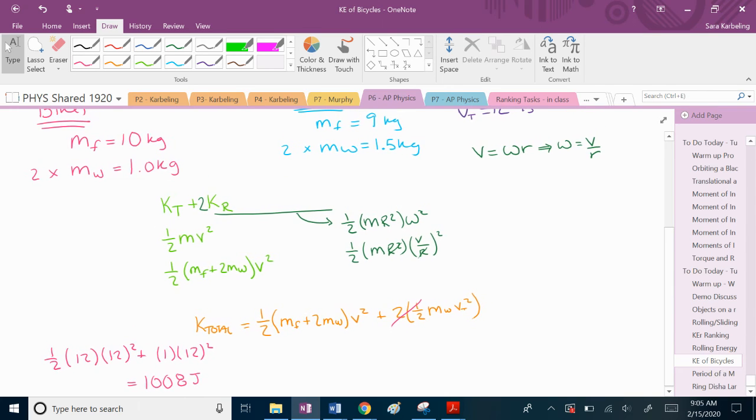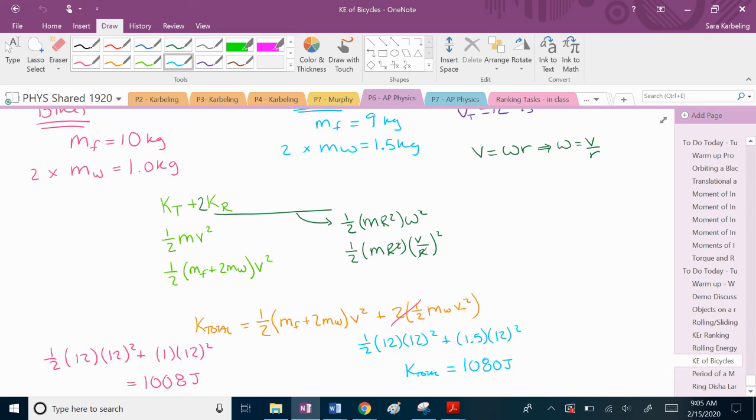For bike number 2, similar process, different numbers. We've got 1/2 times the same 12 for mass, times 12 squared. That part is all the same, but this is where it's different. The mass of each wheel is 1.5 times 12 squared. You can see pretty easily that's 6 plus 1.5, or 7.5, times 144, which gives a total kinetic energy for that second bike of 1080 joules. So we've got a different value because the distribution of that mass is different.